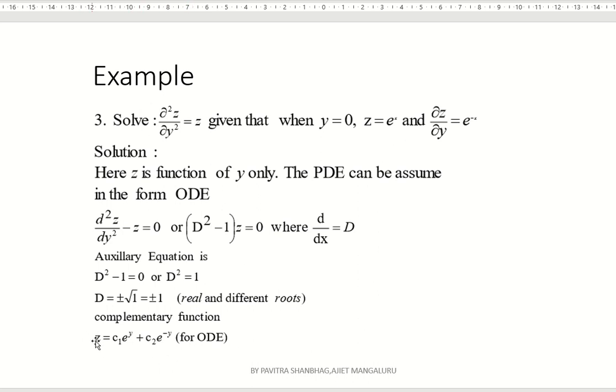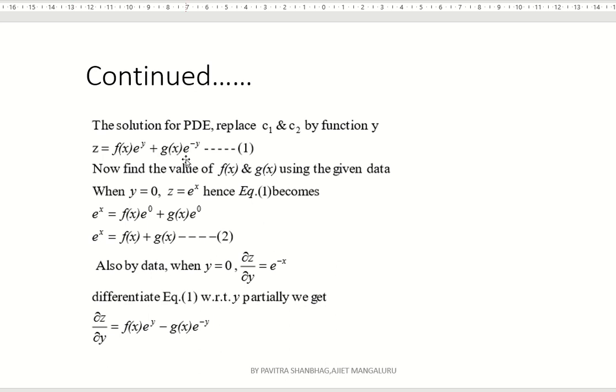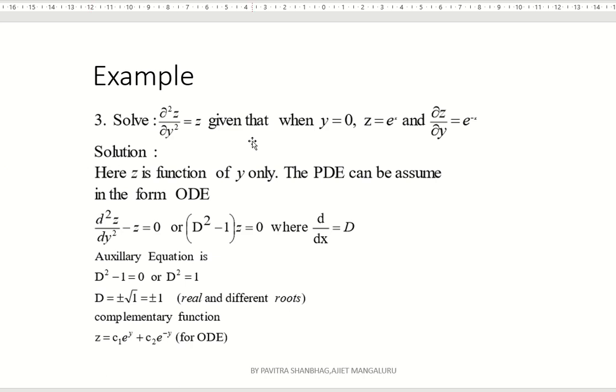Now how to write the solution for the PDE? Just C1 and C2 are replaced by functions of the other variable, that is, in terms of x. So z = f(x)e^y + g(x)e^(−y). Now after obtaining the solution for the PDE, we have to find f(x) and g(x) using the given data. What are the given data here? When y = 0, z = e^x and ∂z/∂y = e^(−x). So y = 0 is common for these two conditions.